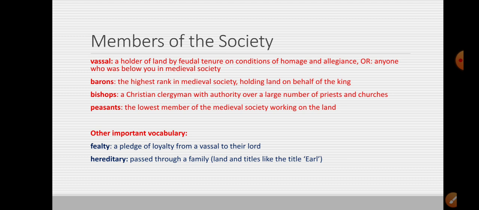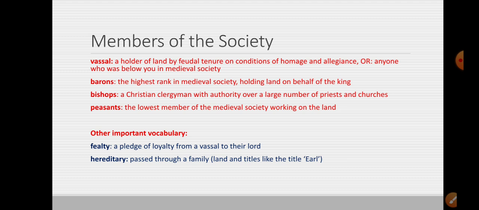So any vassal would be a person who got land from the class above, and these vassals have to do certain services for the land that they received. The barons are the highest rank in the medieval society, holding land on behalf of the king. So it is not their land, they are just holding it. The bishops are, of course, Christian clergymen who had the authority or the power over a large number of priests and churches, and they also got land from the king. Peasants are, of course, the lowest member of the medieval society, working on the land, so basically farmers.